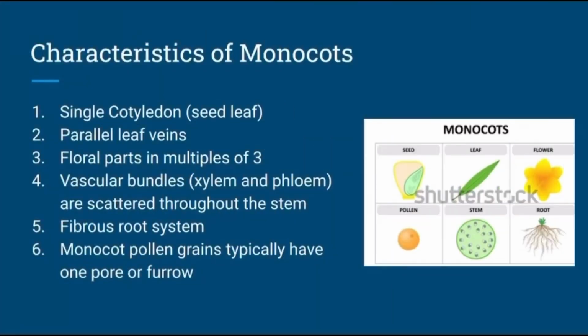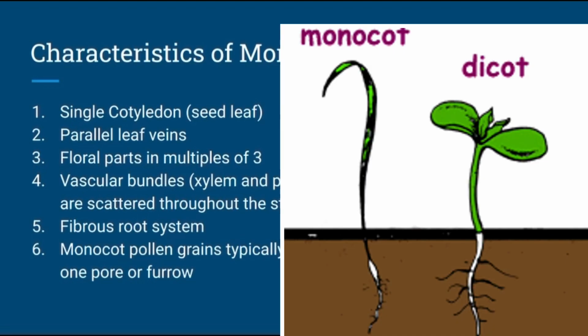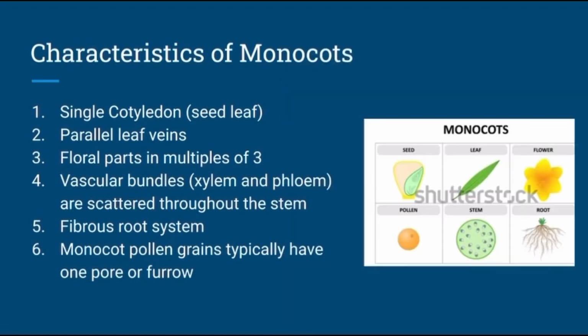Now let's talk about the characteristics of monocots. First off, monocots have a single cotyledon, which is also known as the seed leaf. This is where the name monocot originally came from. Next, the vein structure. Monocots have parallel veins, meaning the veins run parallel to each other along the length of the leaf. Monocots tend to have floral parts in multiples of 3. For example, flowers may have 3, 6, or 9 petals.